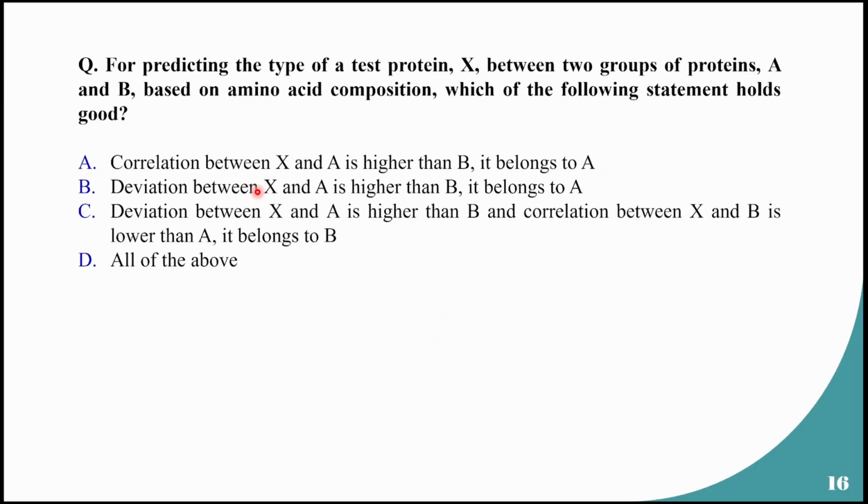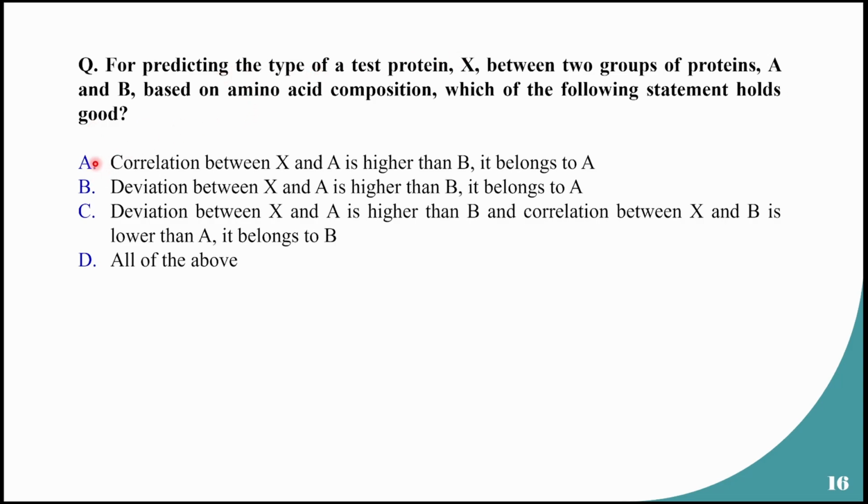Okay, yeah. Again, an analytic type of question is here. You have a new protein called protein X, and you are trying to predict which class this protein will belong to. You already have two previously well-defined groups or classes of proteins, protein A and protein B, or group A and group B. And you have to decide, based on the amino acid composition, which of the following statements will be true for analysis of this protein X.